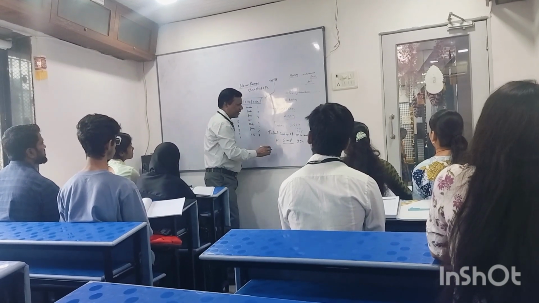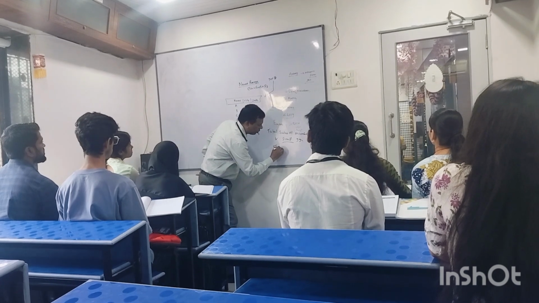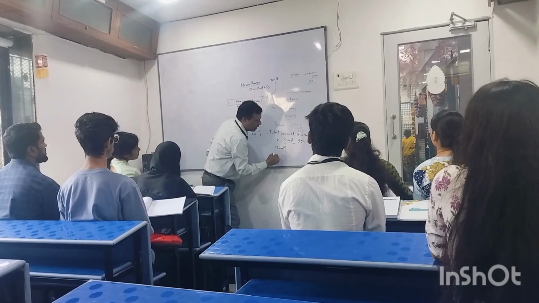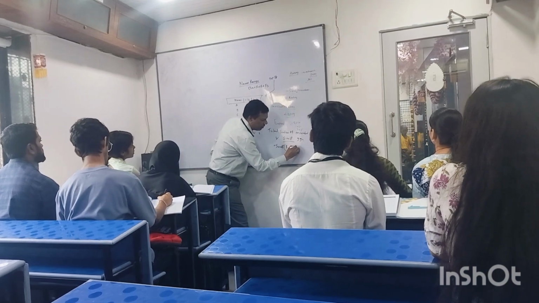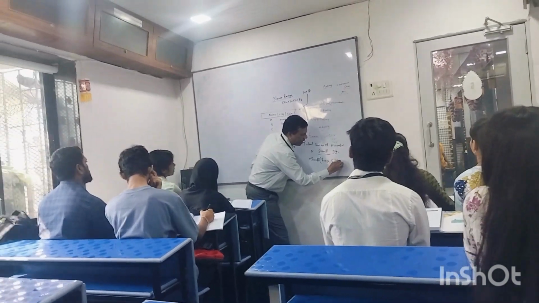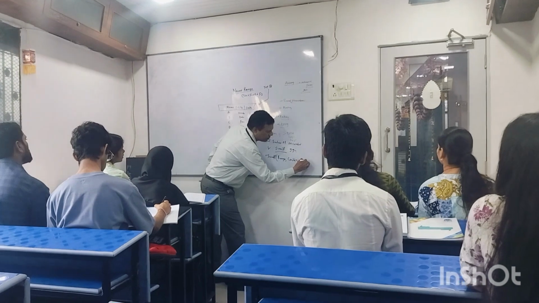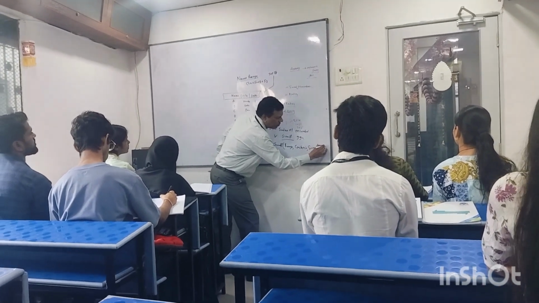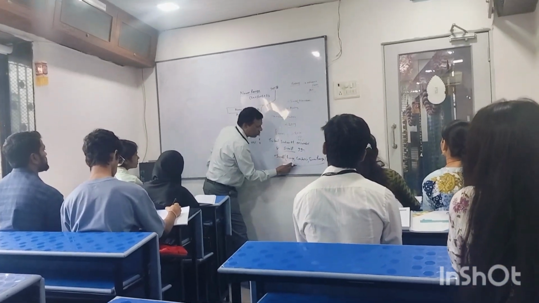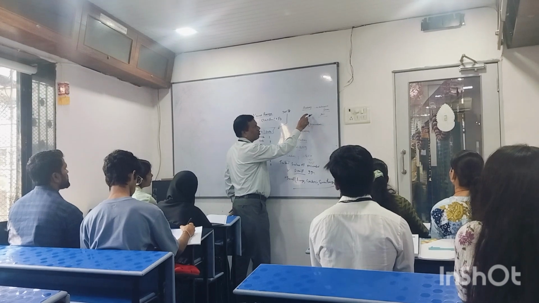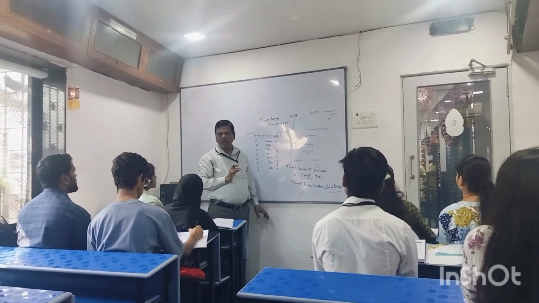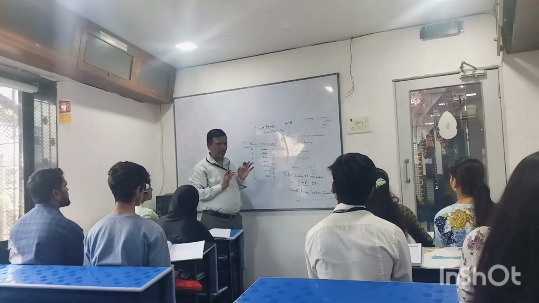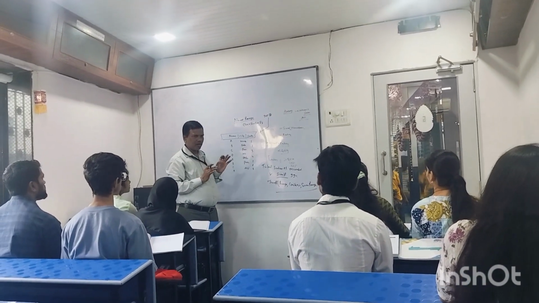Now let me write the syntax of SUMIF: equal to SUMIF, first the range, next the criteria, then the sum range. Now let's connect all these together inside the array formula. Are you clear with this? Do you have any doubt in the theoretical part? No. Okay.